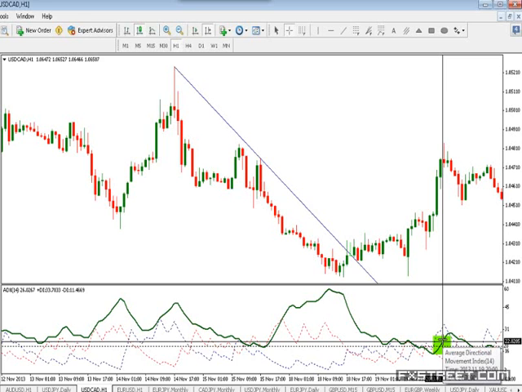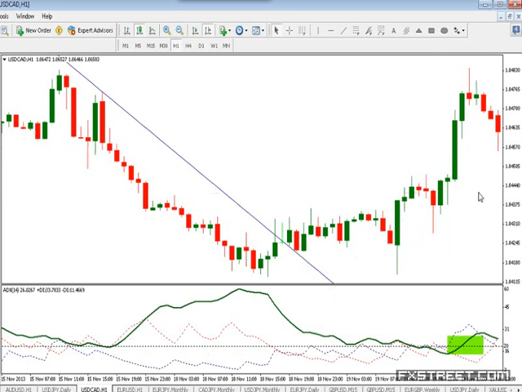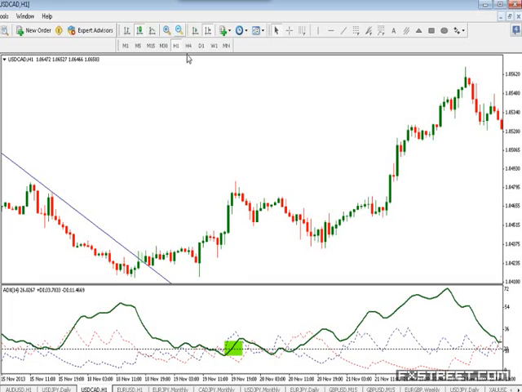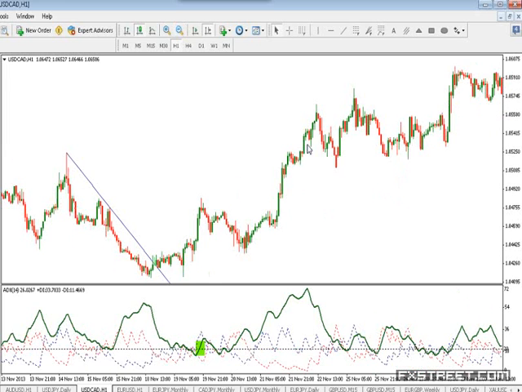So is there something which will tell us that the ADX or the DMIs will give us an indication? Well, there is one thing that you can use on the DMIs: you look at the ADX going above or below the DMIs.